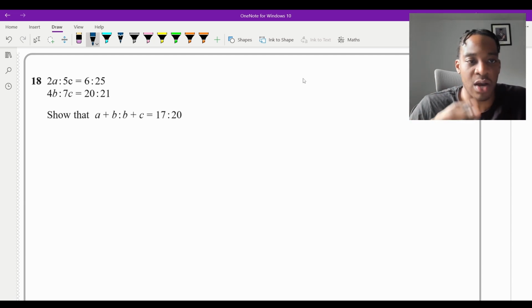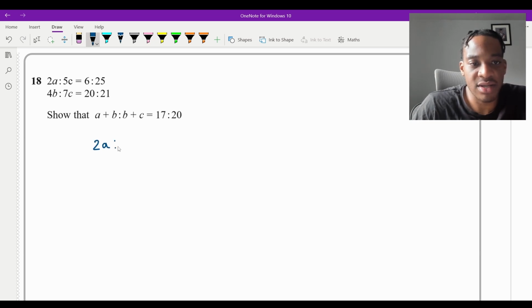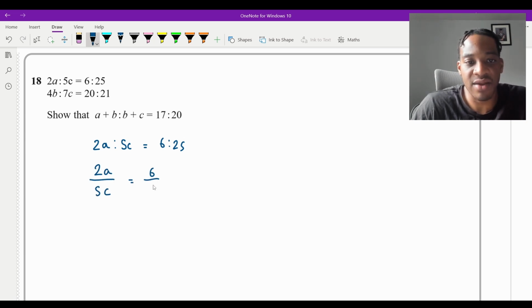So what do we do now? Whenever you see these types of questions, where you've got ratios and algebraic expressions, what you should always do is express these as fractions, which you saw earlier on in this paper. So I'm going to start with 2a to 5c, and this is equal to 6 to 25. You can express this as a fraction: 2a divided by 5c is equal to 6 divided by 25. These mean the exact same thing.